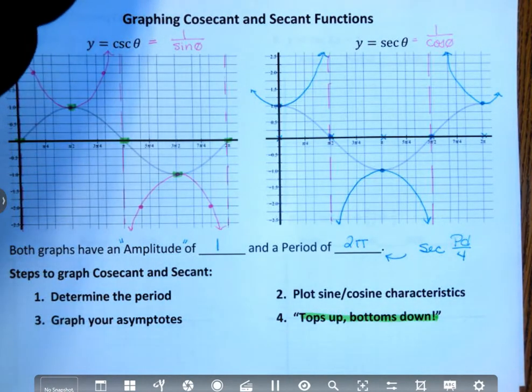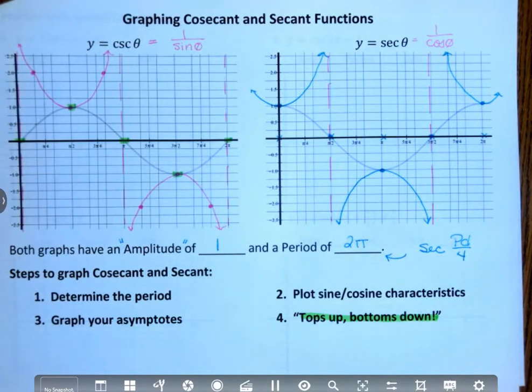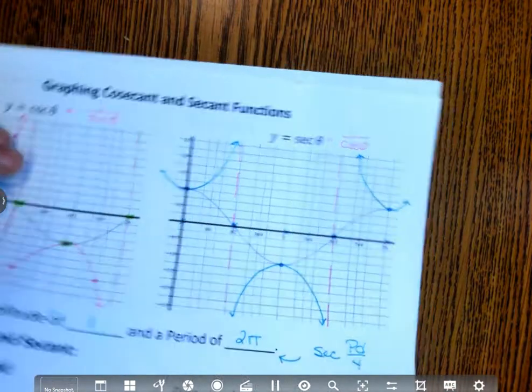How are we doing? Yeah? Are we seeing how this can be nice and just think of it as a sine or cosine with tops up, bottoms down? So let's do some of these.